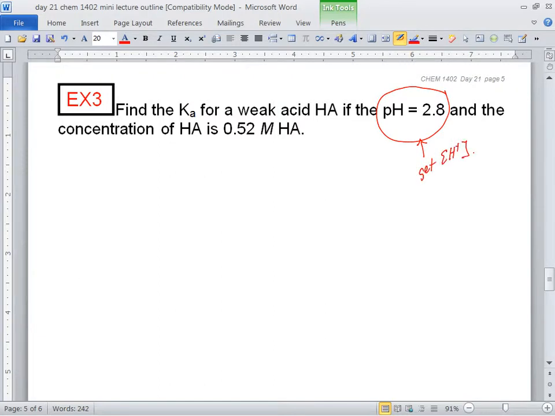And then when you write the HA equals H plus A, you know your concentration of H. Just subtract that. So we know the concentration of H. We're getting close. And then you know HA is at 0.52. We know the HA is 0.52. What's A minus? Same thing as H plus. Same thing as H plus.